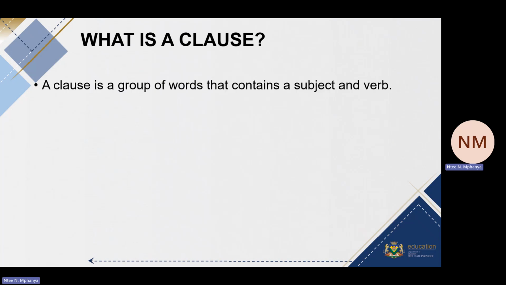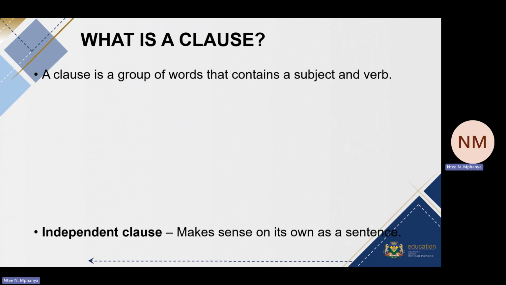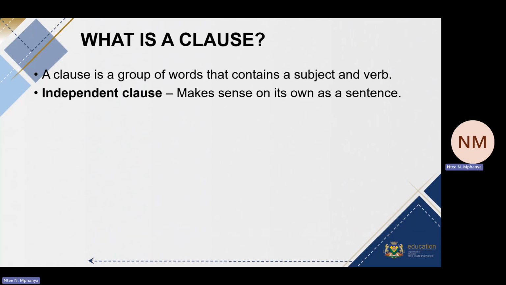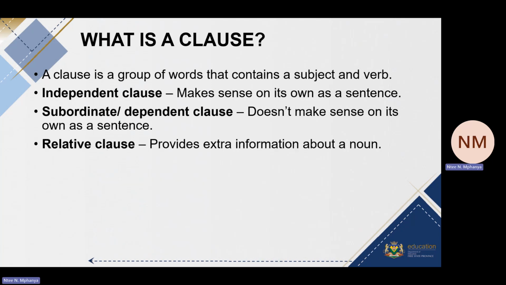What is a clause? A clause is a group of words that contains a subject and verb. We have an independent clause, which makes sense on its own as a sentence. We have a subordinate or dependent clause, which does not make sense on its own as a sentence. And we have a relative clause. It provides extra information about a noun. It is also a type of subordinate or dependent clause.